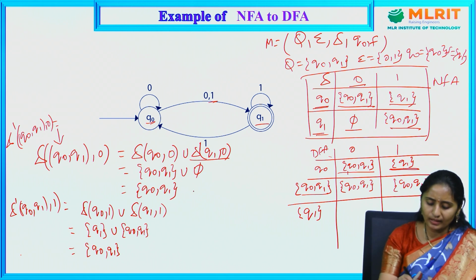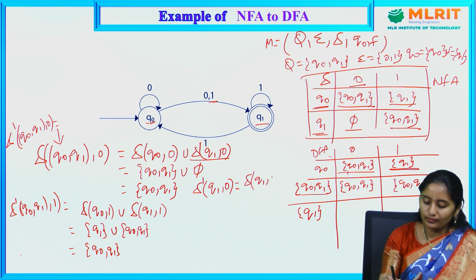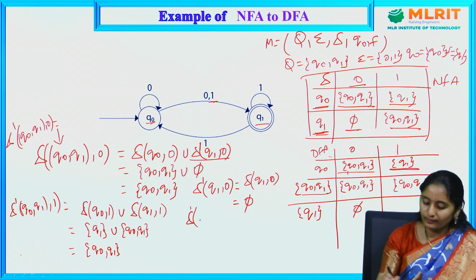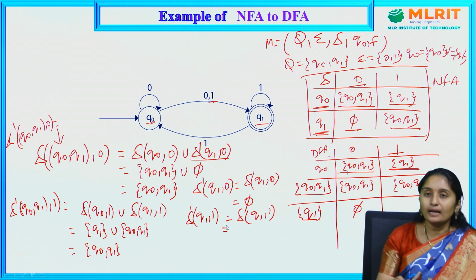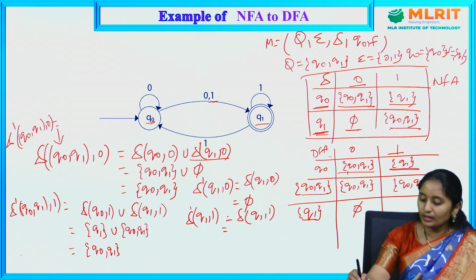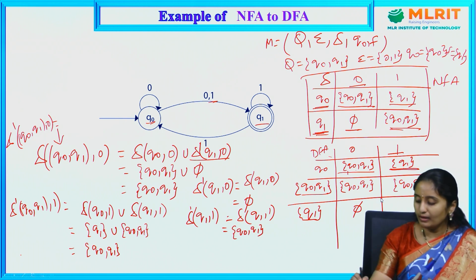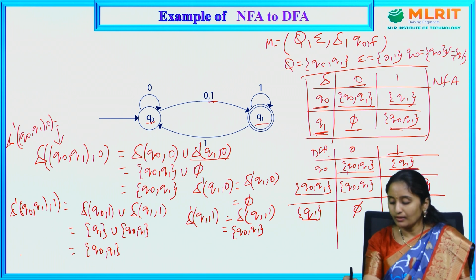So let me find out the delta dash of Q1, comma 0. Delta dash of Q1, comma 0 is nothing but delta of Q1, comma 0. Delta of Q1, comma 0, what do I have? Pi. So Q1 on 0 is nothing but pi. So next, delta dash of Q1 on 1 input. Q1 on 1 input is nothing but delta of Q1, comma 1. Delta of Q1, comma 1 is what I am having? It is nothing but Q0, comma Q1.